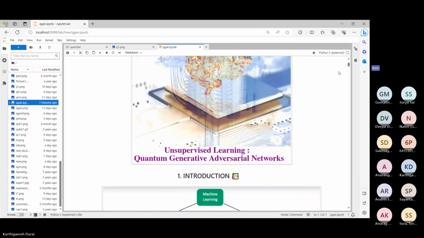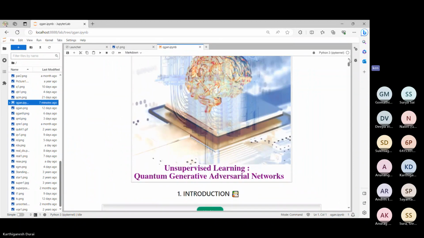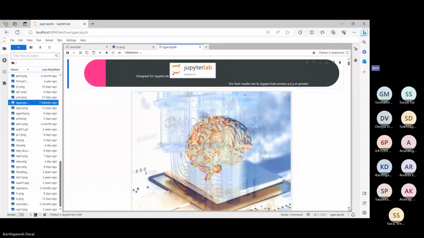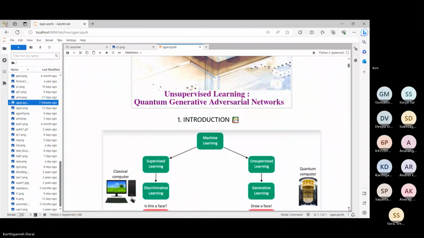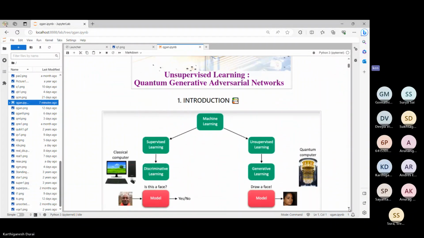Okay, so welcome everybody, and again, sorry about the technical issues. We still have a few glitches to work out here, but hopefully we can proceed now.